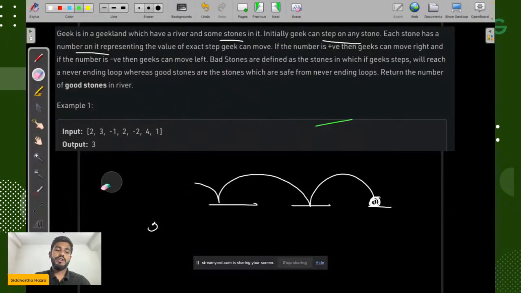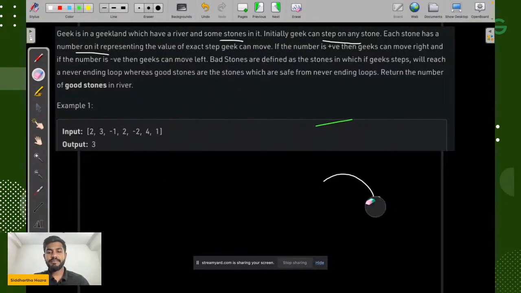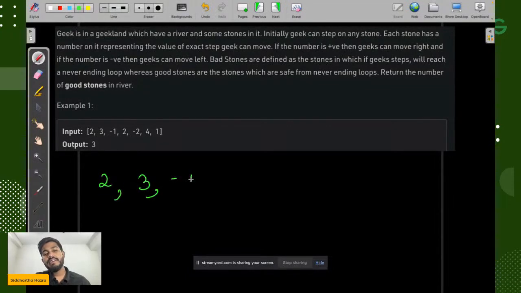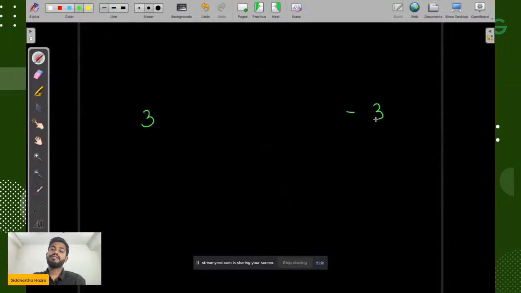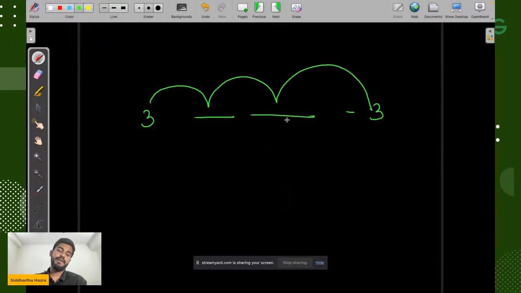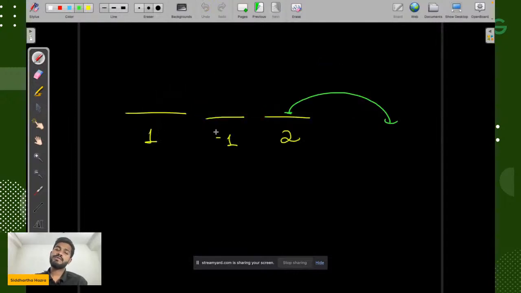Okay, so let's talk about this problem. Okay, so now we can see that suppose if we have 2, if we have 3, if we have negative 1, if we have 2, if we have minus 2, if we have 4, and if we have 1. So now if I have used the example 3 and negative 3, and here 1 step, 2 step, 3 step, 3 steps in between. So now you saw me that yes, Siddharth, you told me that here it is 3, here it is 3. And again, in the next step also, I used plus 1, minus 1.